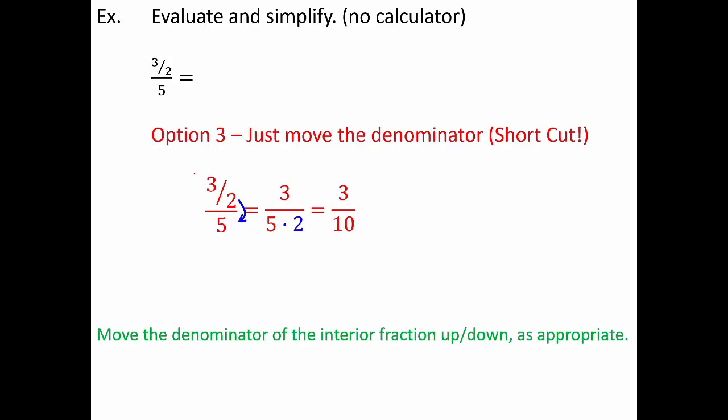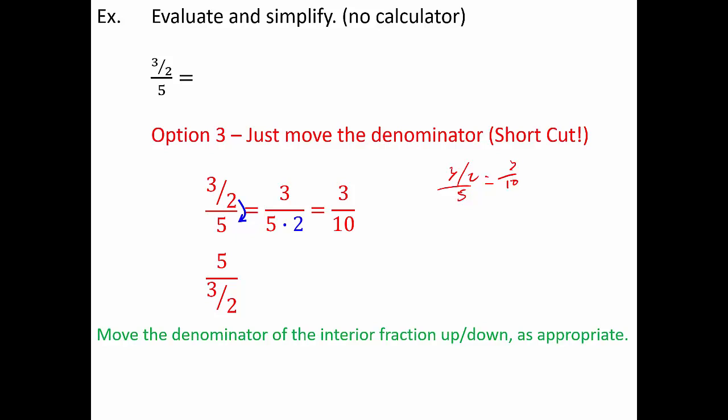Now again, in my head, I'm probably not going to write this step out. I'm only writing it out because I want to show you what I'm doing. But in my head, I would just see 3/2 divided by 5. I would look at this and say, okay, if I move the 2 downstairs, that's a 10. Final answer, 3/10. No work to show, just do it in your head by moving the denominator down. Works the same way as if the fraction is in the denominator of the overall fraction.